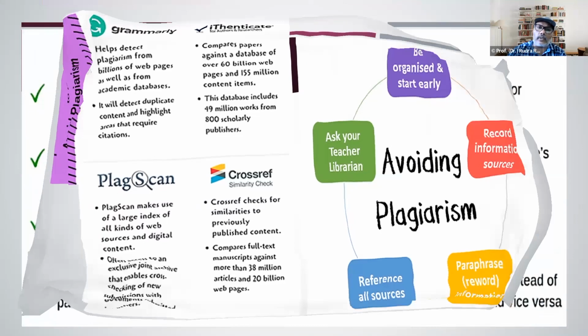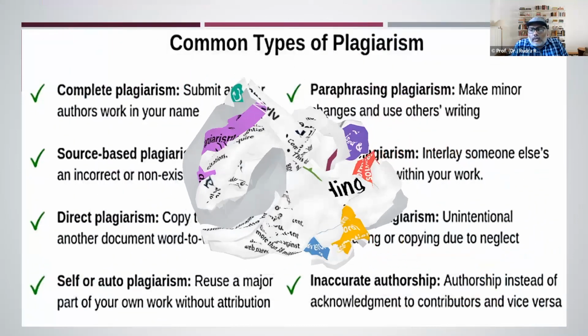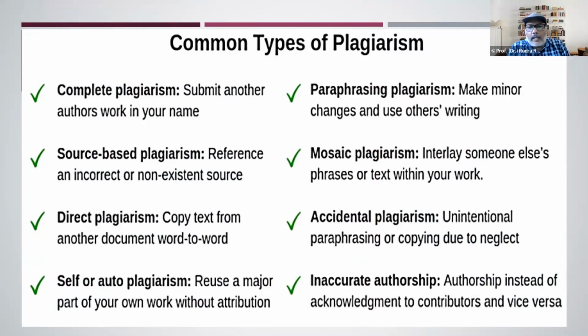It is important to understand the common types of plagiarism, because so far we have talked about different types of plagiarism. Complete plagiarism: submitting another author's work in your name. It is complete plagiarism. Source-based plagiarism: the reference is incorrect or the source does not exist. Suppose some reviewer or editor is checking and likes your research paper, but your citations and references are not properly marked, and your sources are not given from where they came, or you have given them randomly, or they are fabricated by you.